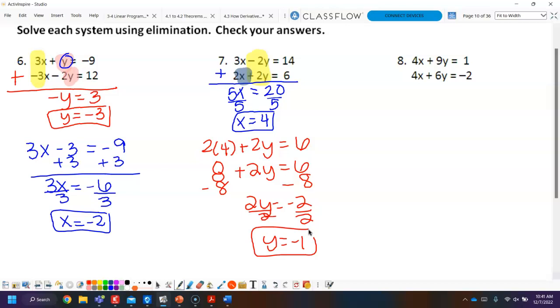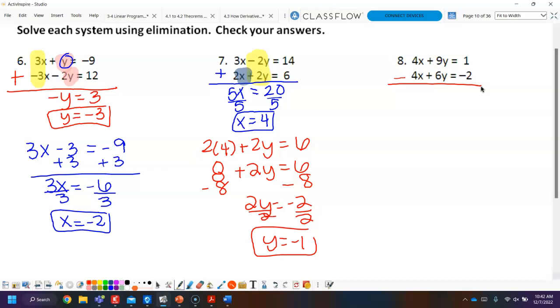In example number 8, do I have 2 terms that are additive inverses of each other? No, I see a lot of you shaking your head no. I don't. Well, there are 2 terms with the same numbers, but they're both positive. So instead of adding my equations together, what could I do to make one eliminate? Yeah, I'm going to subtract the bottom from the top. So 4x minus 4x becomes 0.